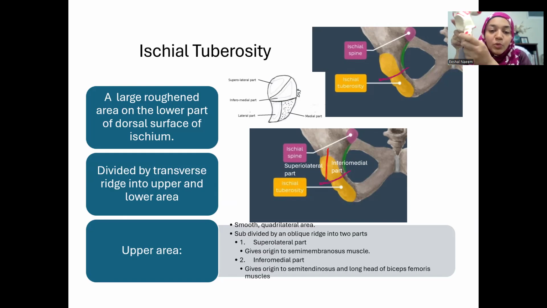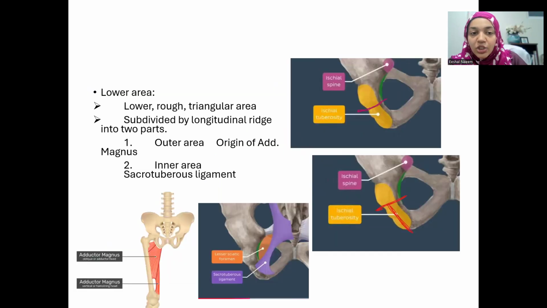Okay. Now the smooth quadrilateral area is subdivided by an oblique ridge into two parts like this. The superior lateral part gives origin to the semimembranosus muscle, and the inferior medial part gives origin to the semitendinosus and long head of biceps femoris muscles. So we have three muscles of the hamstrings: the semimembranosus, the semitendinosus, and the long head of biceps femoris. All of them are coming off from the ischial tuberosity.